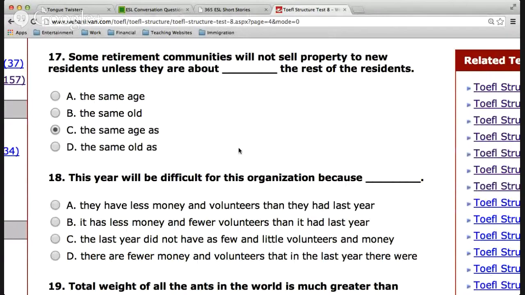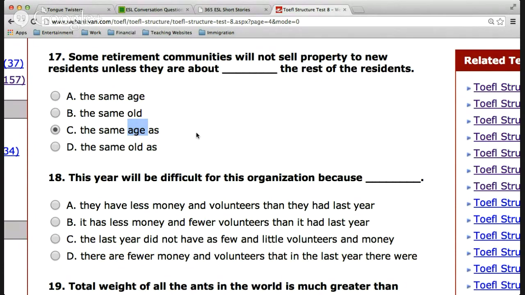Okay, let's try D. Some retirement communities will not sell property to new residents unless they are about the same old as the rest of the residents. Yes, the same. What are you saying, Rudel? The same old or the same age? The same old as. Okay. Our answer is C. Okay. So we would say the same age.